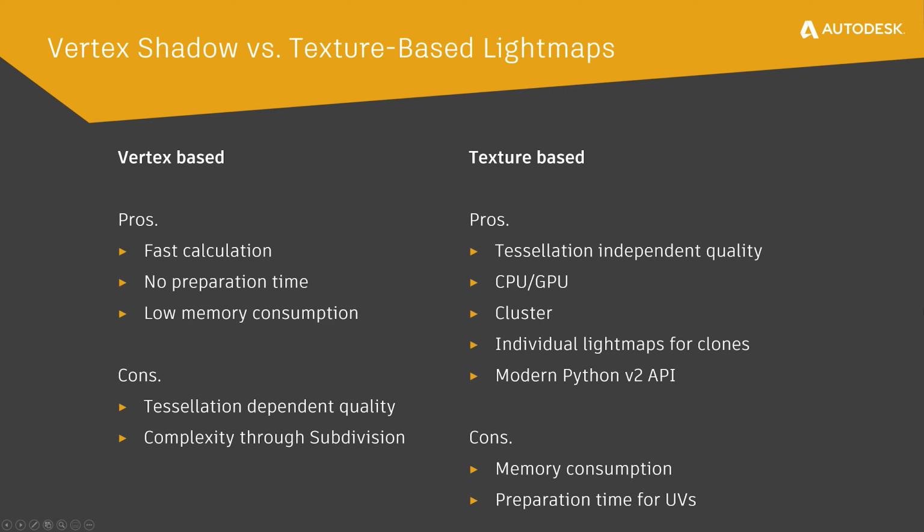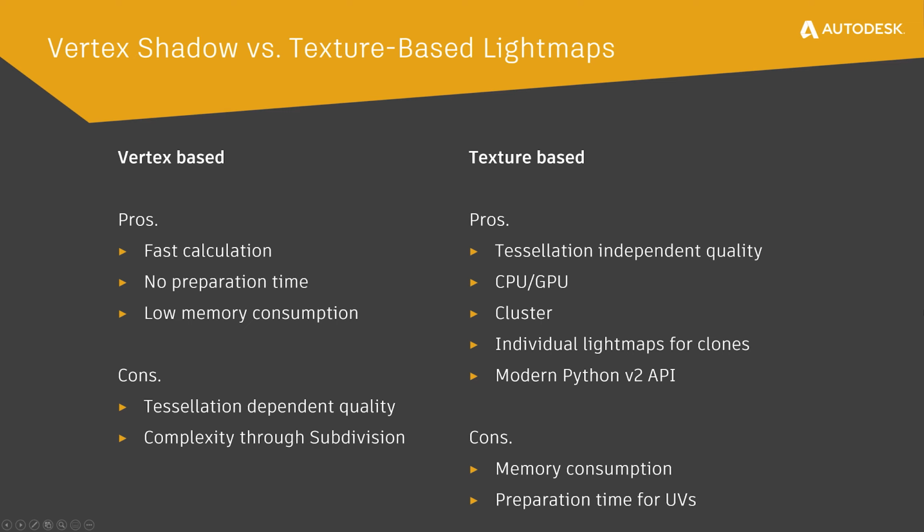The texture-based approach is tessellation independent, and the quality of your light map is dependent on the texture resolution and UV map. They can be calculated with CPU or GPU ray tracing and even be clustered to speed up the calculation time. Also, clones can now have individual light maps, and it's not necessary to unshare geometry if a part is used at multiple places in the scene. Also, the texture-based part of the light and shadow module is decoupled and comes with a modern API. The downside for texture-based light maps is that they require more graphic card memory and your scenes get bigger the more light maps you have in your scene.